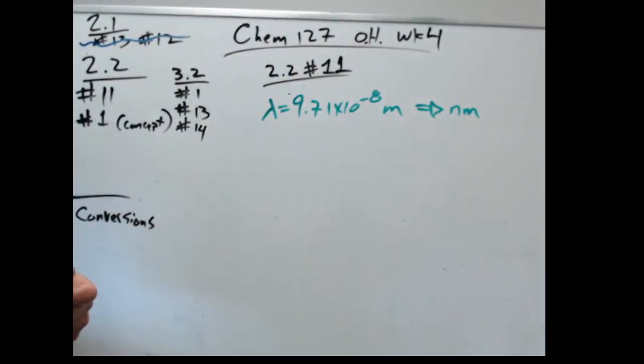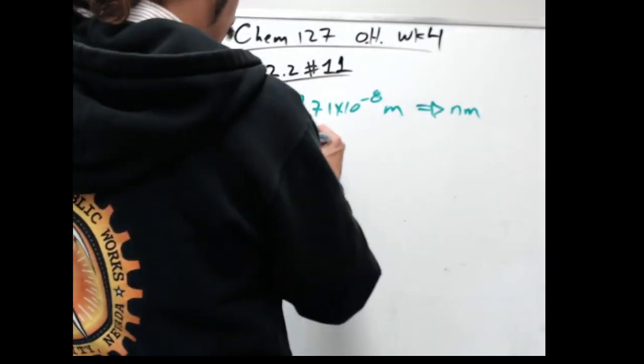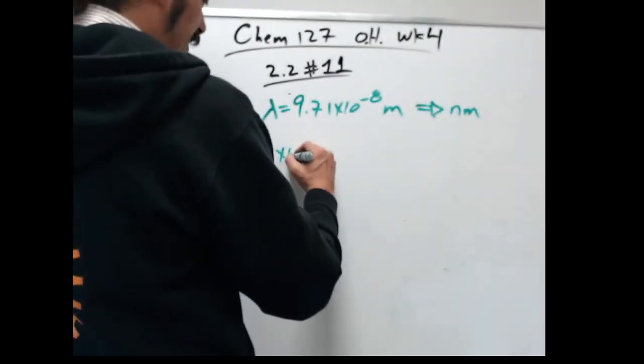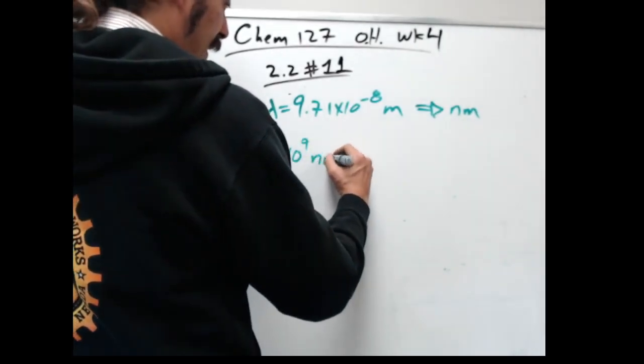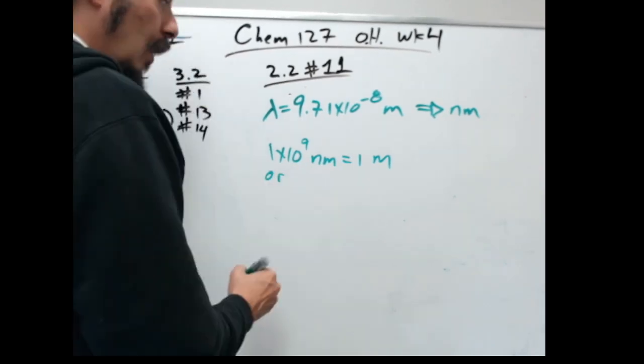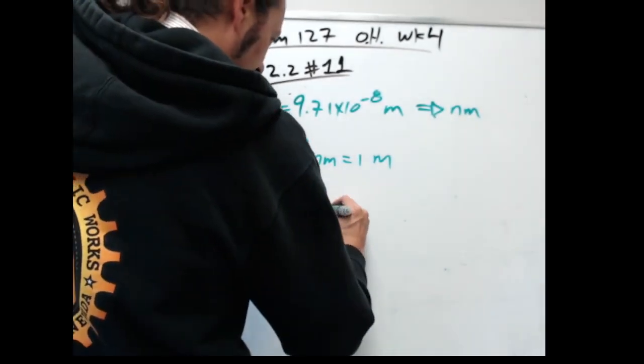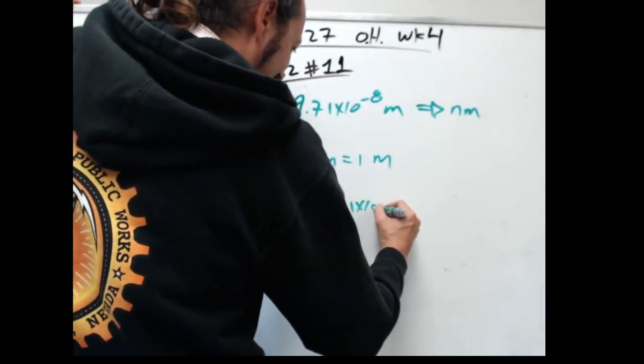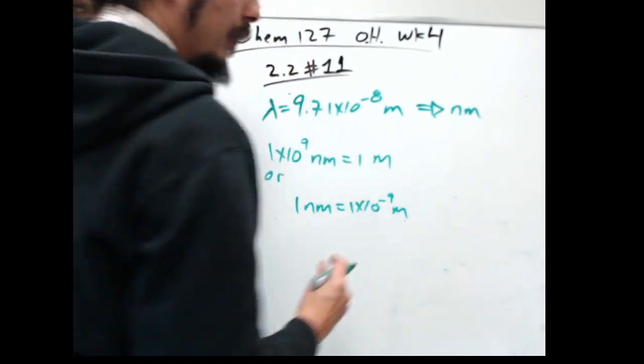Once we're really familiar with our units, knowing what nano means, there's a really quick way to do this. I'm not going to show you that yet. We're going to do a couple of the longer ways first. So the thing that we need to know here is that 1 times 10 to the positive 9 nanometers equals 1 meter. Or I could also write that as 1 nanometer equals 1 times 10 to the minus 9 meters.